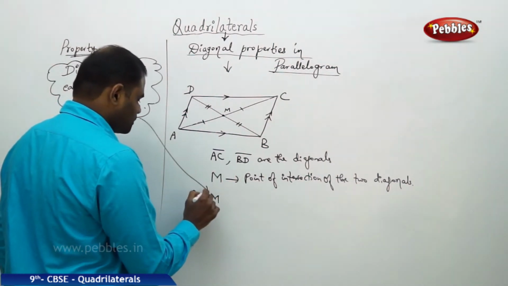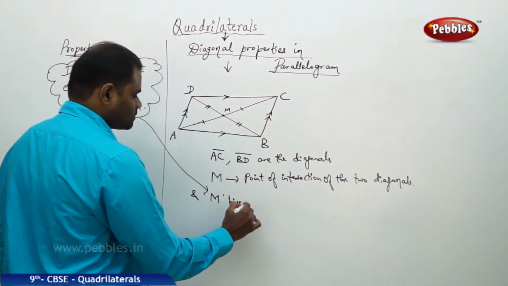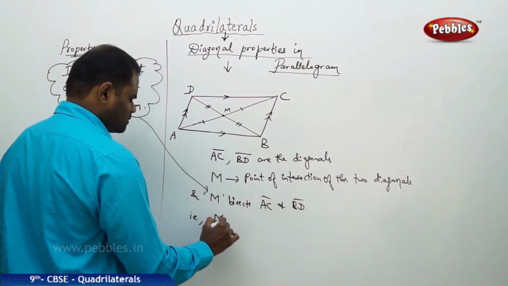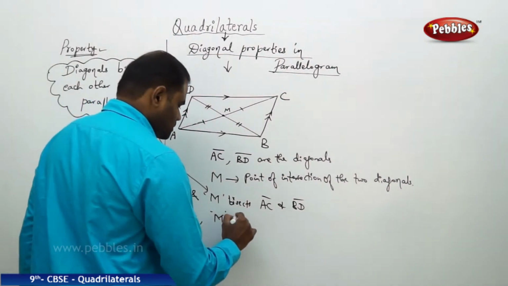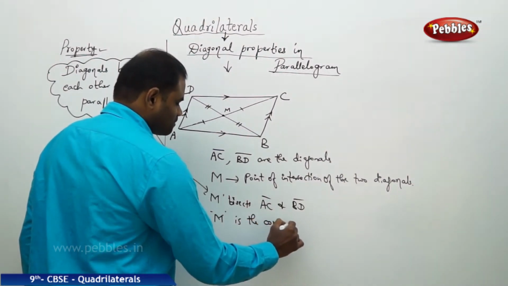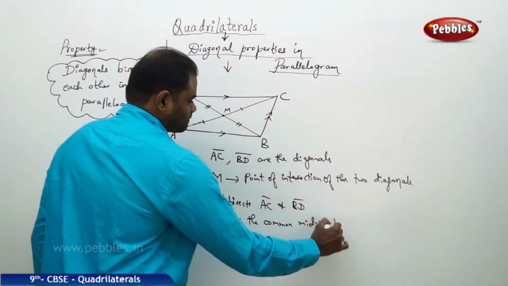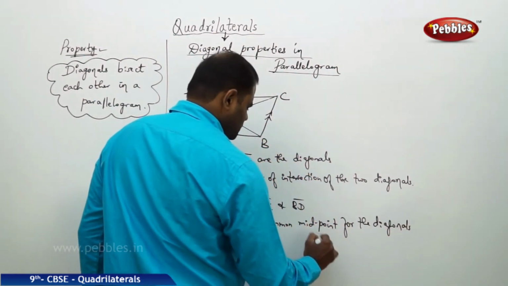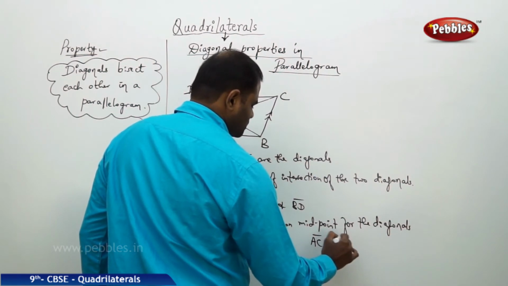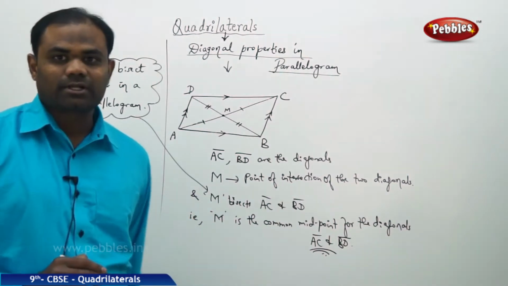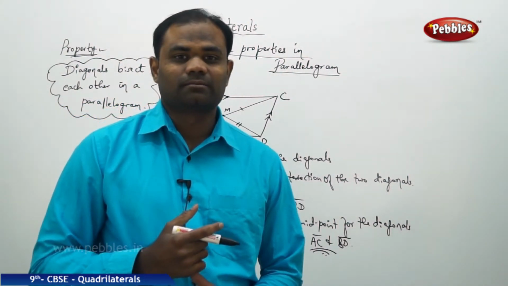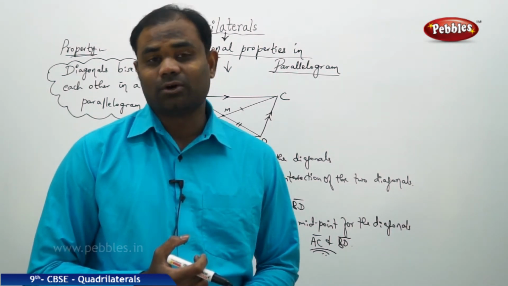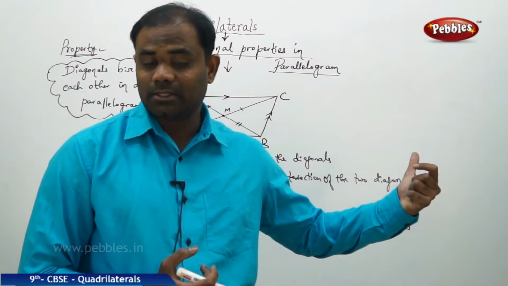And using this property, M bisects AC and BD. That is, in simpler terms, M is the common midpoint for the diagonals AC and BD. That is how we understand the diagonals bisecting each other. Diagonal property: diagonals in a parallelogram bisect each other, as we understand through the parallelogram ABCD.